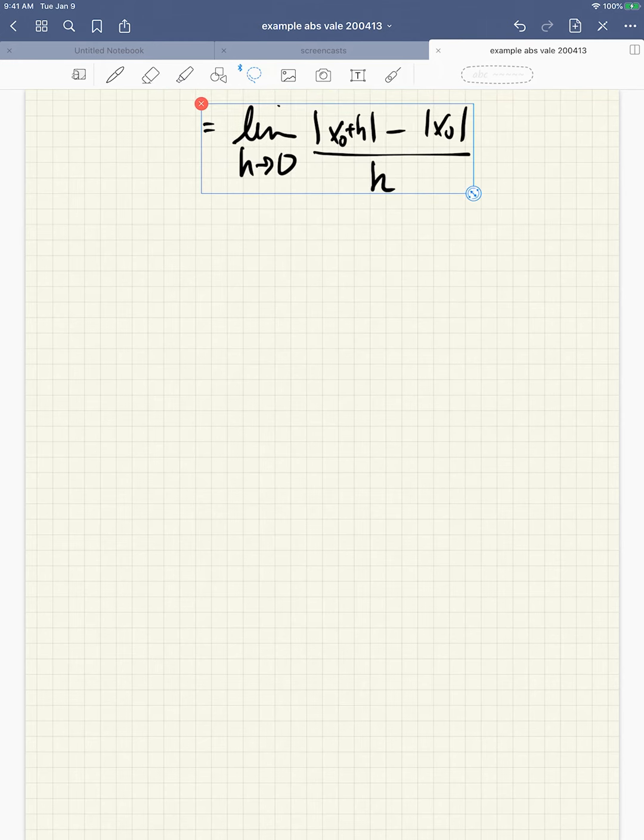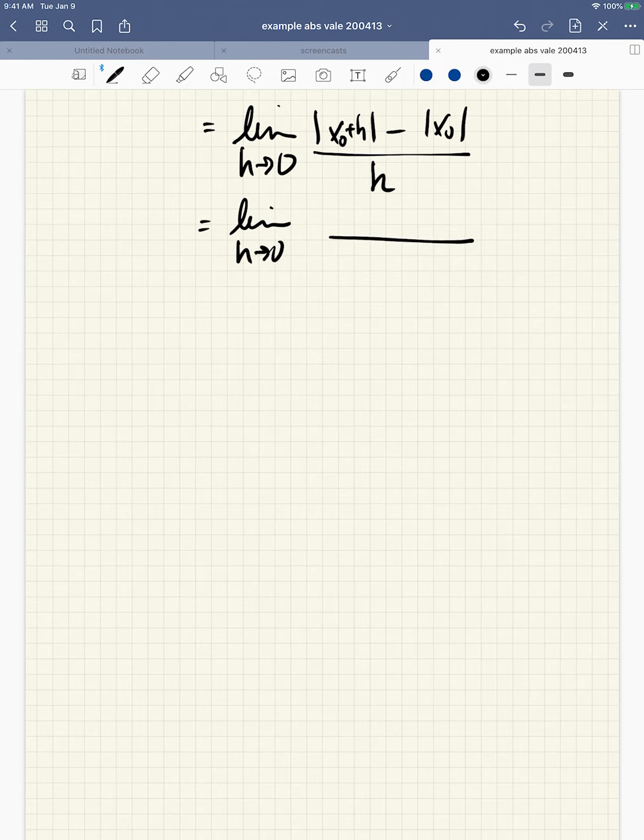Right. So continuing. Now we know x naught is positive. So the absolute value of x naught is x naught. And I just showed you that x naught plus h is going to be positive when h is small. So the absolute value of x naught plus h is also x naught plus h.